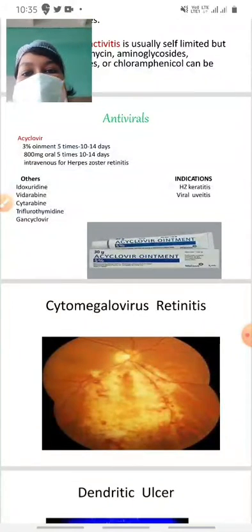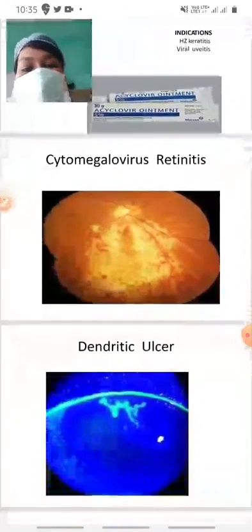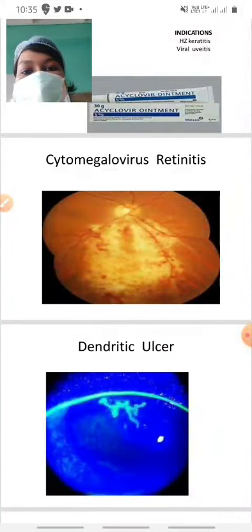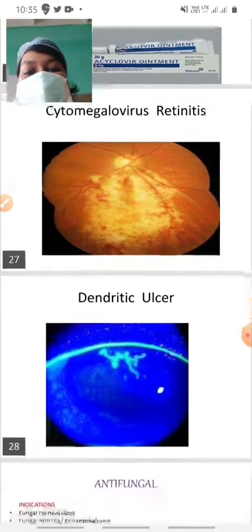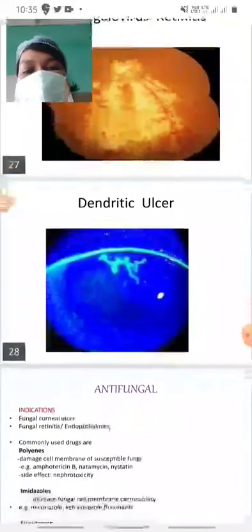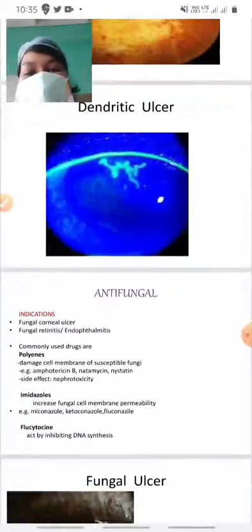Among the other antivirals, ganciclovir is used, and like I had said, the indications are for viral corneal ulcers and viral uveitis. So this is a picture of the retina. The fundus picture shows a cytomegaloviral retinitis. In this case, we have to give the intravitreal acyclovir. Now this is the dendritic ulcer seen on the cornea.